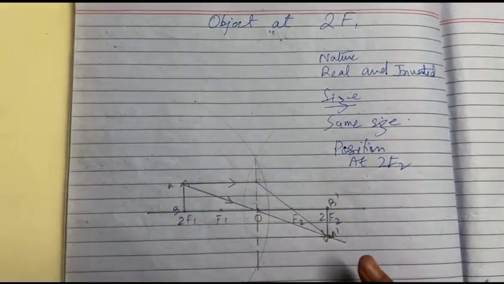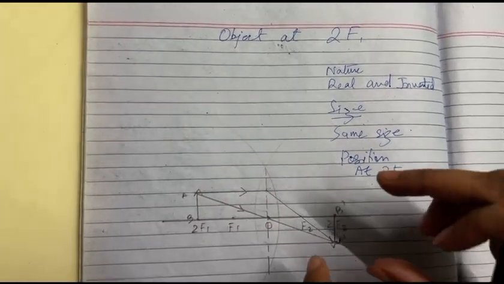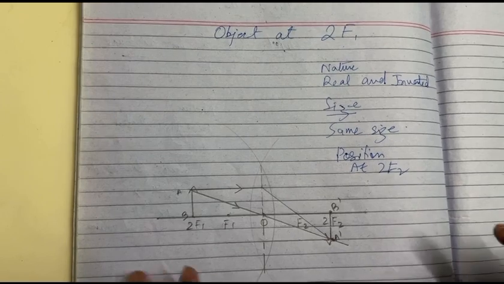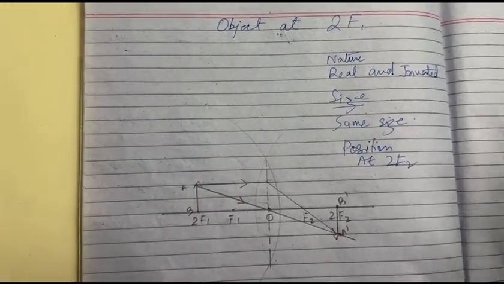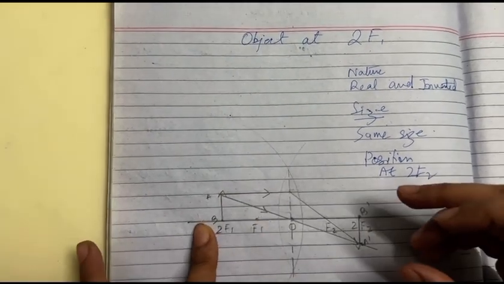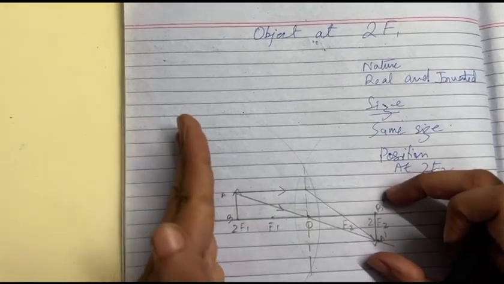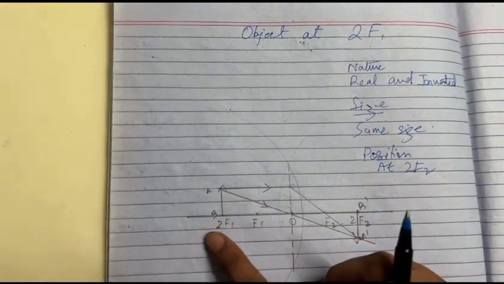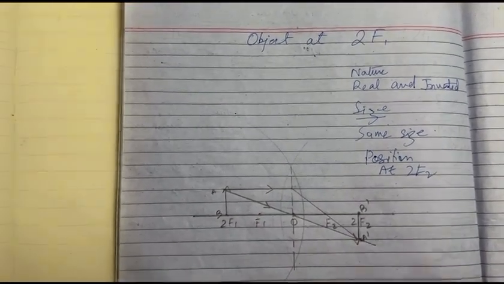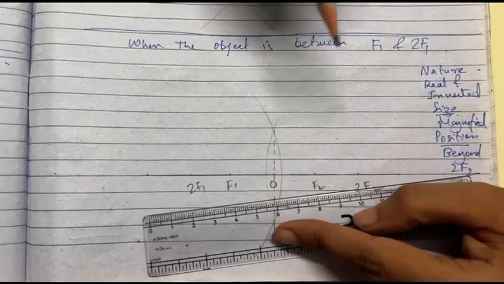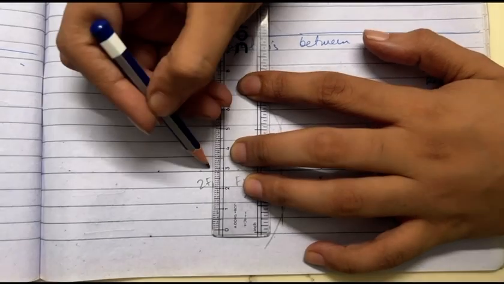So as we see, as the object goes nearer to the lens, the size of the image keeps on increasing. Remember, when it was at infinity, it was diminished to a point. When it was very, very far, then it was highly diminished. When it was beyond 2F1, the image was diminished, and now it is same size. So in the next step, when the object will be between 2F1 and F1, this image will become magnified. When the object is between F1 and 2F1, let's draw the object.